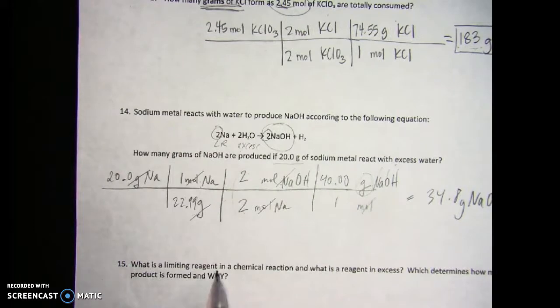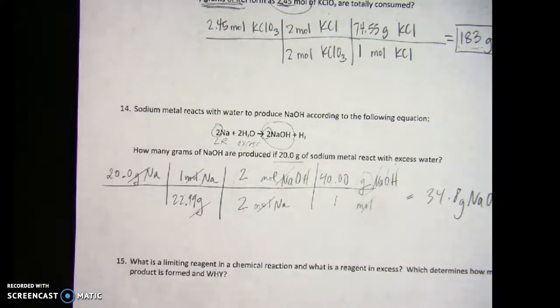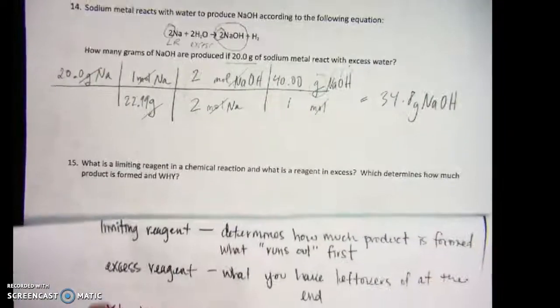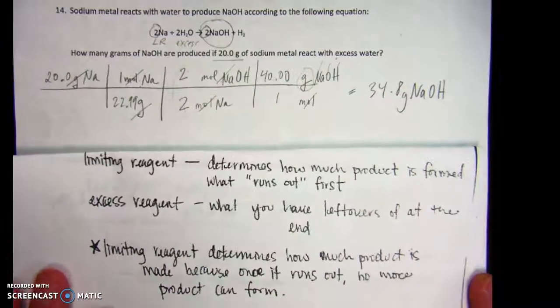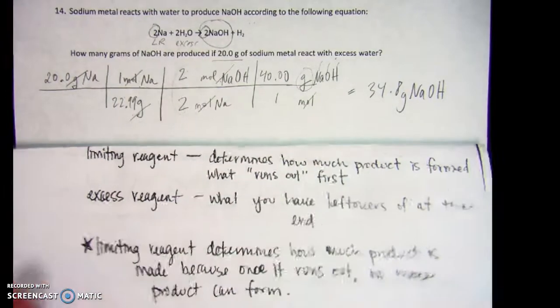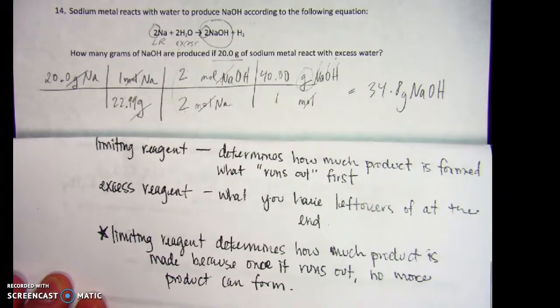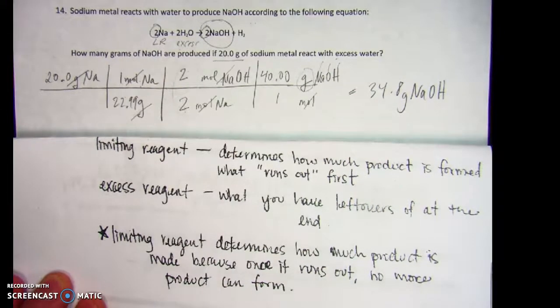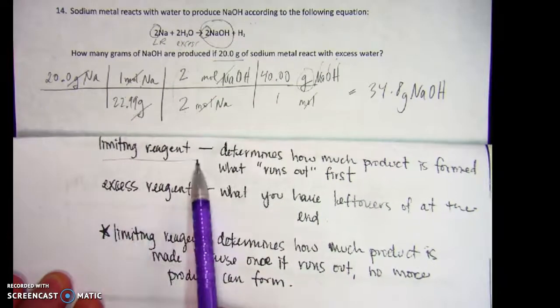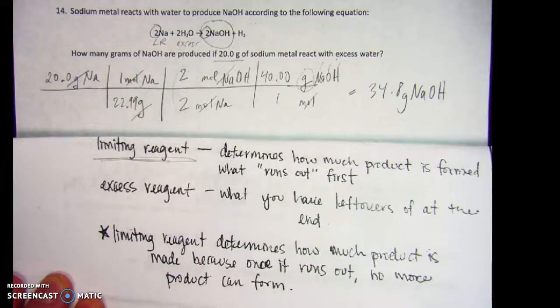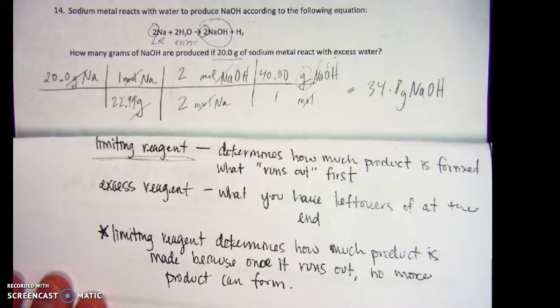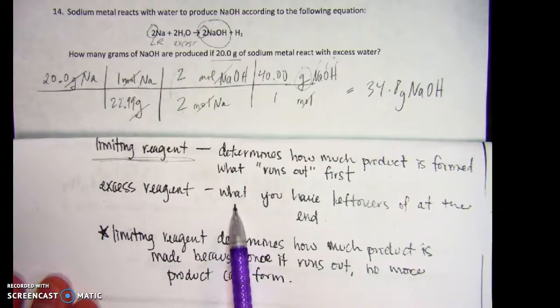What is a limiting reagent in a chemical reaction, and what is a reagent in excess? Which determines how much product is formed and why? The limiting reagent determines how much product is formed because it's the reagent that runs out first and therefore stops the reaction. How much product you get, therefore, is determined by the amount of the limiting reagent you have to start with. The reagent in excess is the reactant that's left over when the reaction stops.